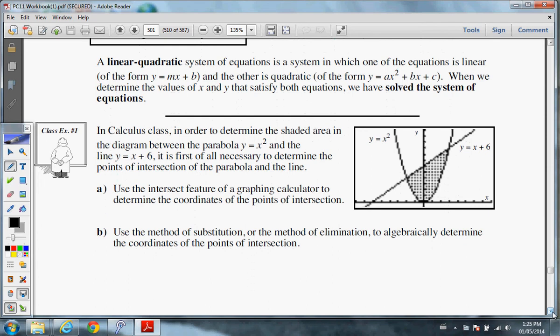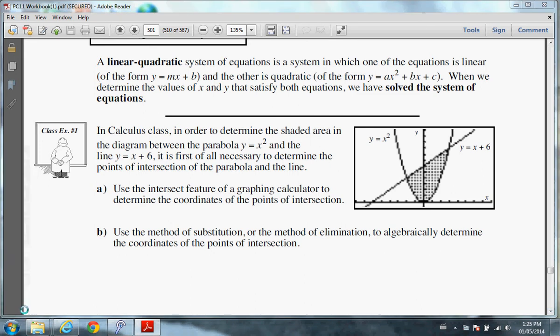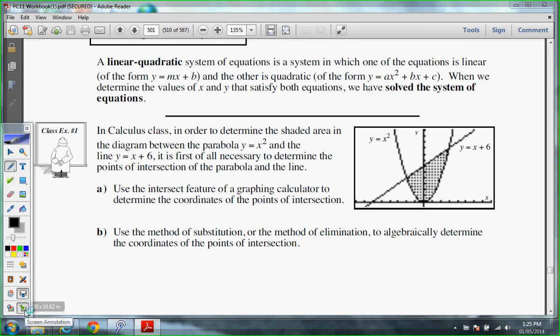Okay, you've solved systems of equations in the past. You've done systems of equations where they were just two lines. Now we're talking about systems with the linear and quadratic, so you're looking at the parabola and the straight line. So the intersection points is what we're trying to get at.